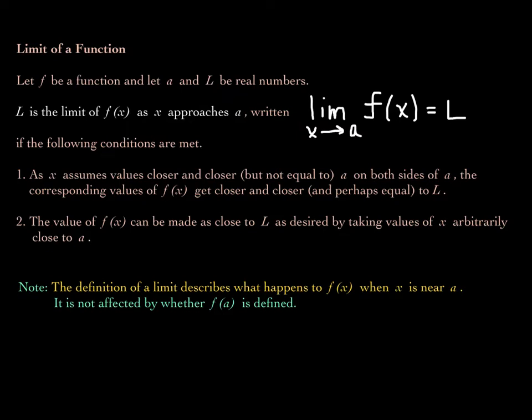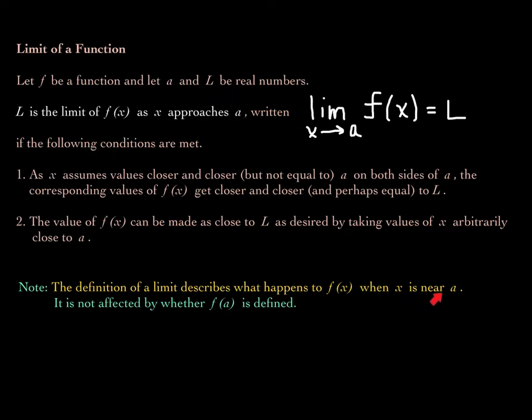Number 2, the function values can be made as close to L as desired by taking values of x arbitrarily close to a. So you can get closer and closer and closer to your limit L. All you've got to do is allow x values to get closer and closer to a. Now, this is very important. The definition of a limit basically is describing how your function values are behaving, like what's happening to your function values as x gets near a.